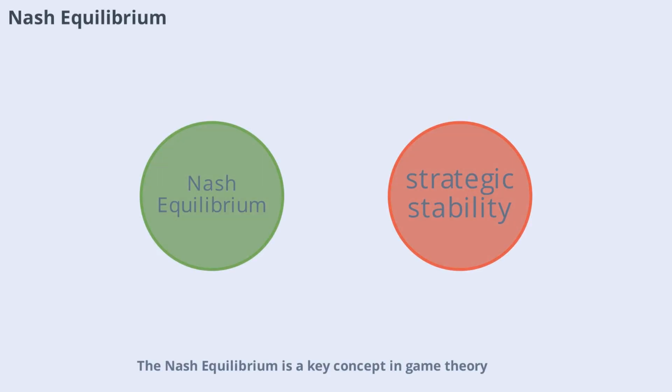Nash equilibrium is a key concept in game theory. It occurs when no player can benefit by changing their strategy while the other players keep theirs unchanged. In other words, everyone is doing the best they can, given what others are doing. This concept helps economists predict the outcome of strategic interactions, such as pricing wars or negotiations. Understanding Nash equilibrium is crucial for analyzing competitive markets and designing effective policy.